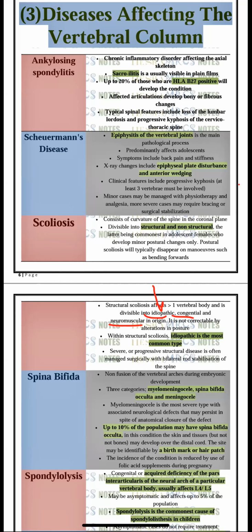You will have just a small defect in the maturation of the neural arch, and you will have a dimple over the skin or a tuft of hair. Tuft of hair is a characteristic word for spina bifida. Keep this. If you have a defect of the neural arch and only meninges come from it, this is called a meningocele. Just the meninges are coming outside from the defect.